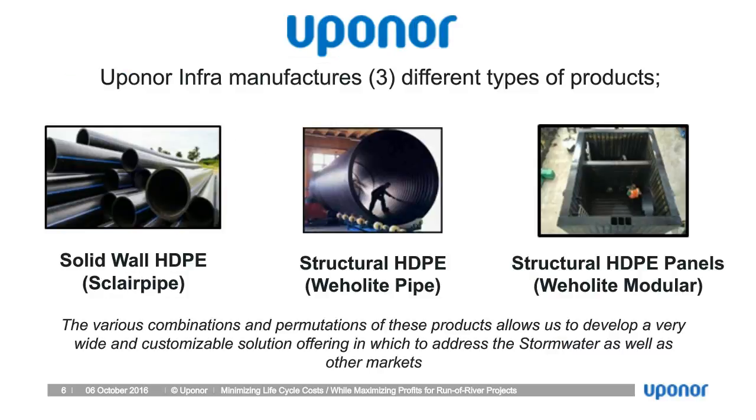So what do we do? Well, we are an HDPE manufacturer or polymer solution specialist, and we have three main products or solutions that we produce. First, the solid wall HDPE, or Sclair pipe as we define it, for high pressure applications. Second, structural HDPE, which we call Whalite pipe, for low pressure, high volume applications. And then from that, we manufacture structural HDPE panels, or Whalite modular, from which we can construct or fabricate things such as vault chambers, surge tanks, stormwater retention chambers, weir walls, and other components that are used within hydro applications. The combination of these allows us a unique offering to our clients by producing customized solutions for their needs.